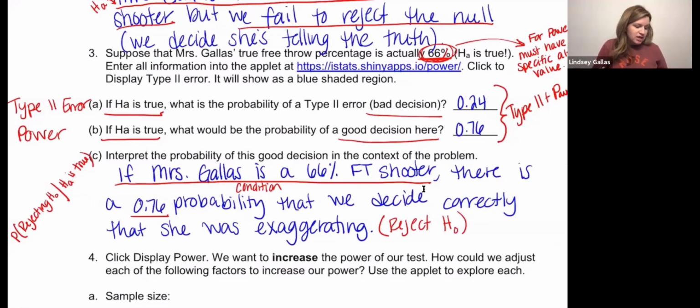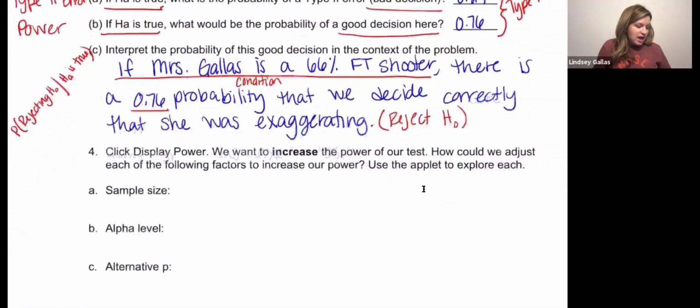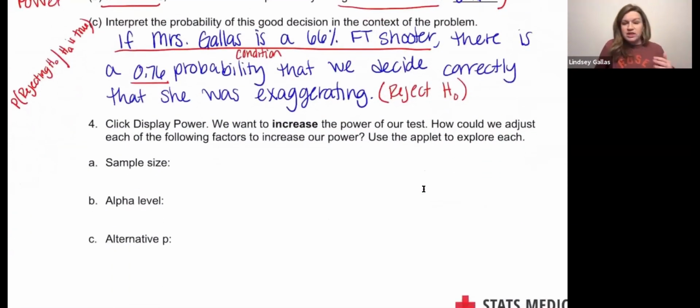All right, so now we want to think about, okay, well, how can we increase that power? If this is a good decision, we want that likelihood to be as high as possible. So what I'd like you to do is to go back to the applet and fiddle around with this sample size, alpha level, and the alternative P, meaning the alternative true proportion. Move those around a little bit and see what happens to your power when you manipulate those amounts.